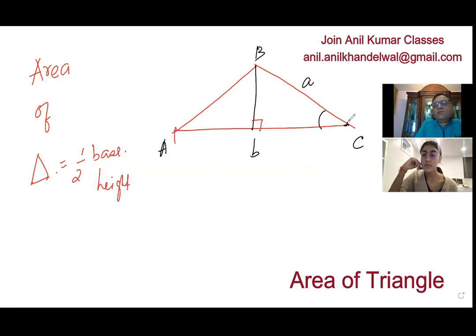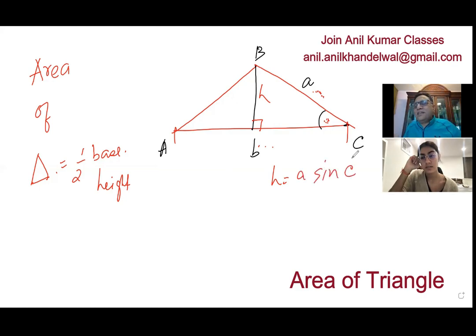So in this triangle, what is the base? Base is B. And what is the height? In terms of angle C, we can find height as H. So it's B sine A sine C, right? We are looking into this sine. A sine C.